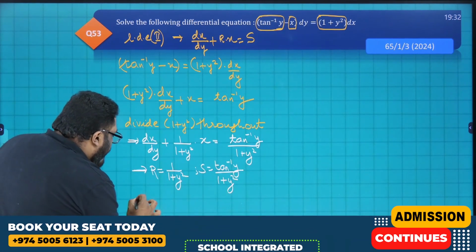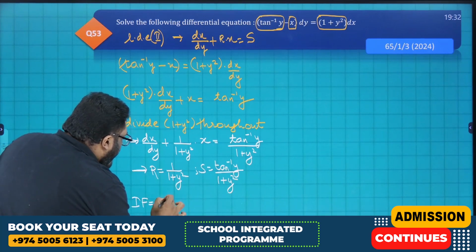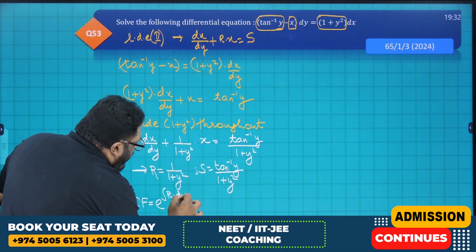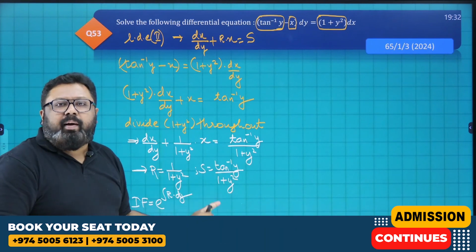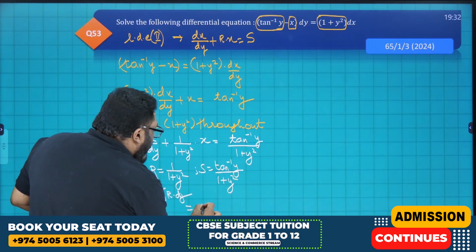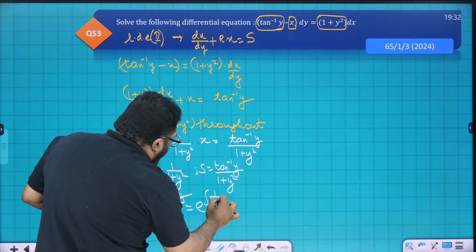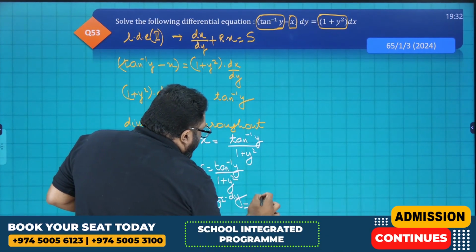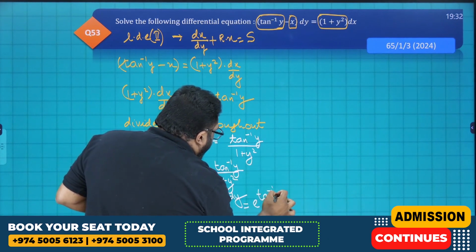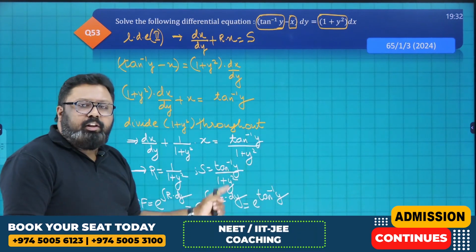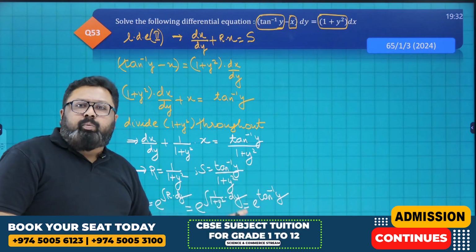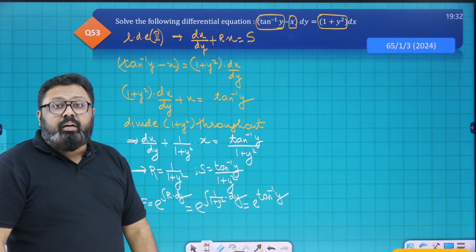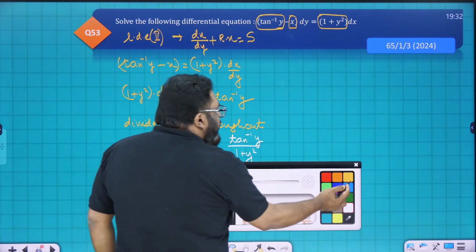And what's the integrating factor for this? Integrating factor is e raised to integral of r. R is a function of y, so r dy. E raised to integral of 1 by 1 plus y squared dy, which is equal to e raised to direct integration. I told you, direct integration or substitution. 1 by 1 plus y squared integral is tan inverse y. So e raised to tan inverse y.